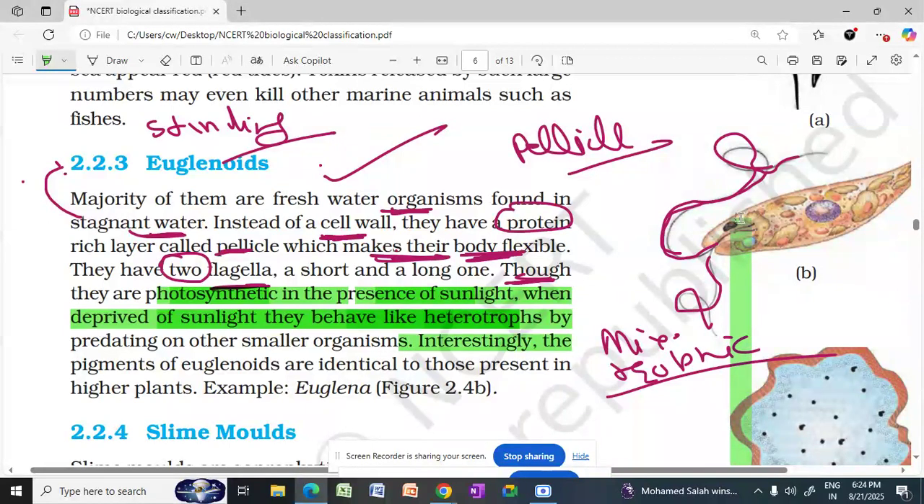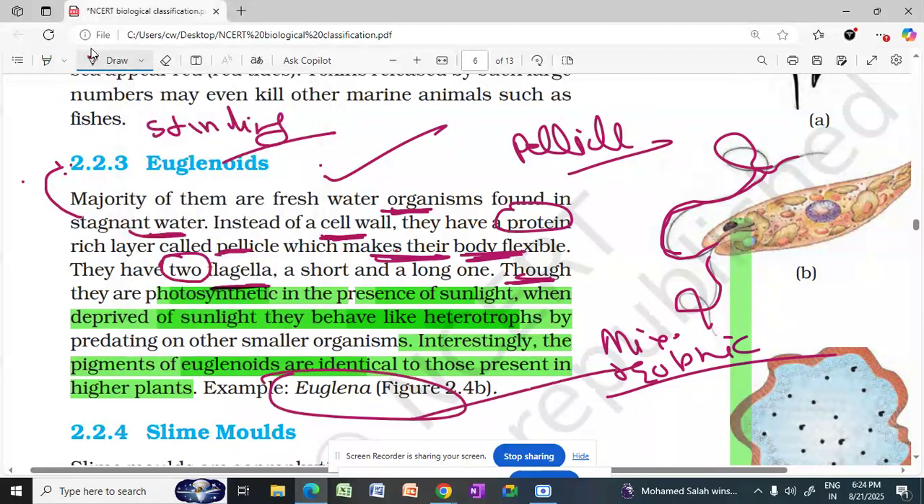An important, interesting thing to know is that the pigments in euglenoids are identical to those present in higher plants. That is very interesting to know: the pigments of the euglenoids are identical to those present in higher plants. So our example here is Euglena. Euglena is an example of a euglenoid.